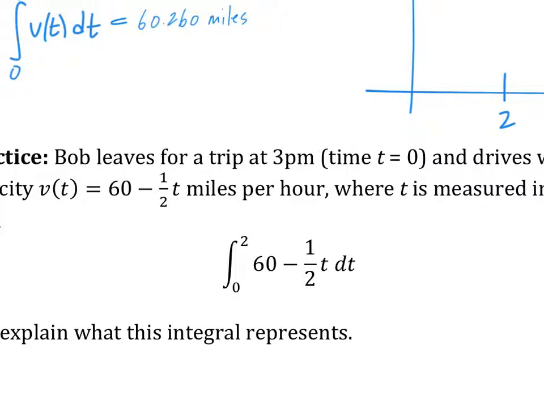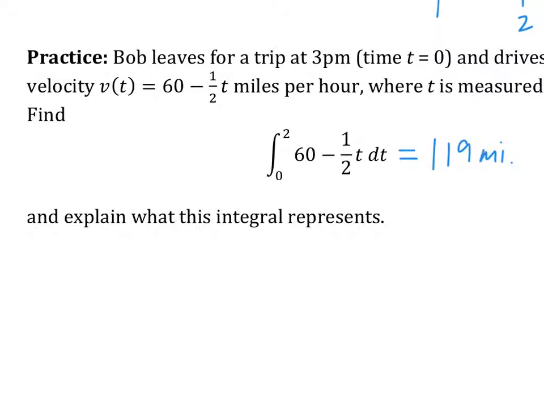So from 0 to 2 means what? Hours. 2 hours, right? So this is asking, how far did Bob travel in 2 hours? So go ahead and figure out the answer using your calculator. Okay, so the answer is 119 miles. That's right. Now, what does this integral mean? How much he drives in 2 hours.